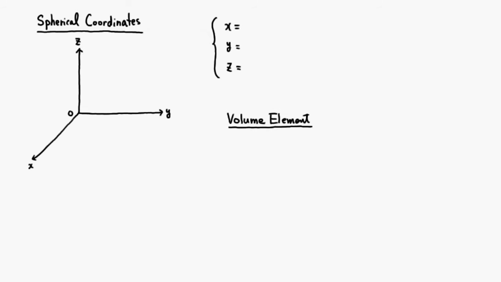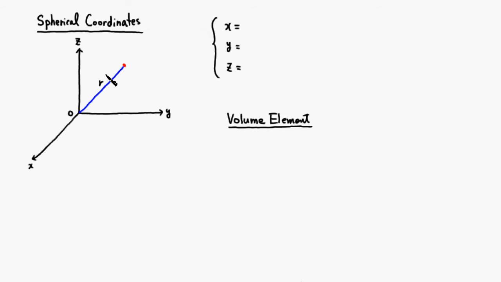All right, let's talk about the spherical coordinate system. Let's say you have a point in three-dimensional space. I'll just put a random point there. Then I'm just going to connect that dot with the origin. The length of that blue line segment is going to be r.